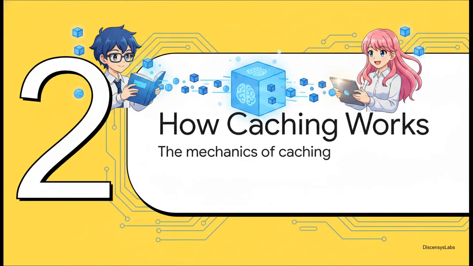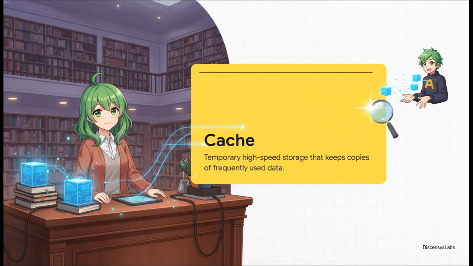Moving right along to Section 2, how caching works. So, bringing that library analogy into the software world, a cache is just temporary, high-speed storage. It holds copies of the stuff people ask for most often, serving it up instantly and taking the heat off the main database. Just remember, this high-speed layer is exactly like our librarian's front desk. It's not the permanent home for everything, but it's where the absolute most important data lives right now.